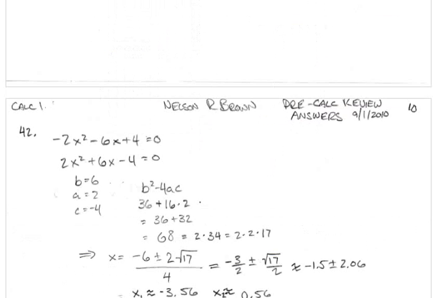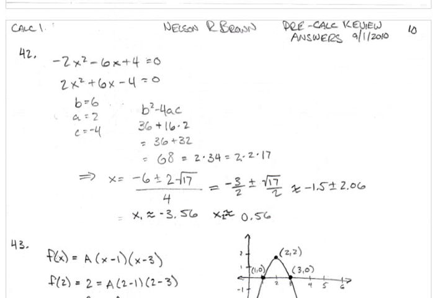All right, let's do number 42. So number 42 says solve the equation negative 2x squared minus 6x plus 4. I just threw it into the quadratic formula. Also, if I set this equal to 0, I can multiply through by a negative 1, and I get out more positive coefficients than I have negative coefficients. I don't know why I like to do that. I just like to do that.